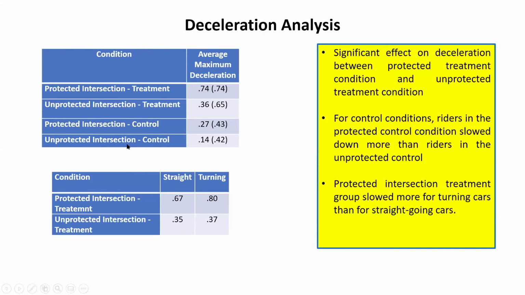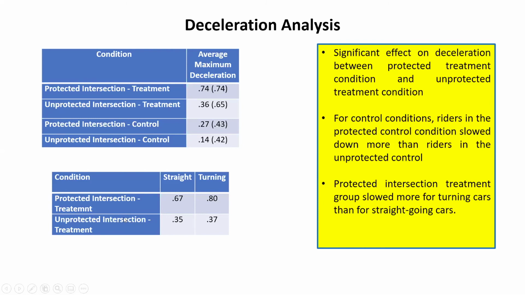Next, when we analyze only the control conditions for the protected and unprotected, we see the protected control has 0.13 meter per second squared maximum deceleration as compared to unprotected control. As we see, among the control conditions, there were only straight cars, so the participant didn't experience any turning cars. So this is the effect of pure geometry of the protected intersection. The geometry of the protected intersection makes the rider have a higher deceleration compared to the unprotected intersection.